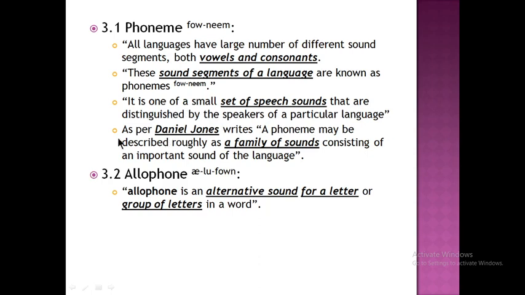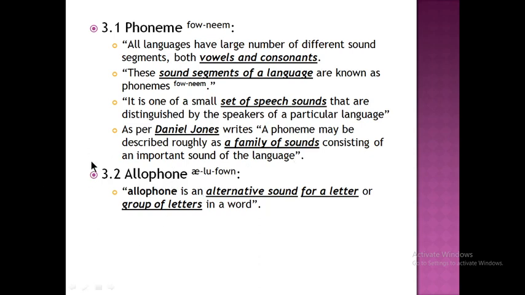A very renowned name in the field of phonetics, Daniel Jones, says that a phoneme may be described roughly as a family of sounds. This term, a family of sounds, is given by Daniel Jones, which consists of an important sound of a language.